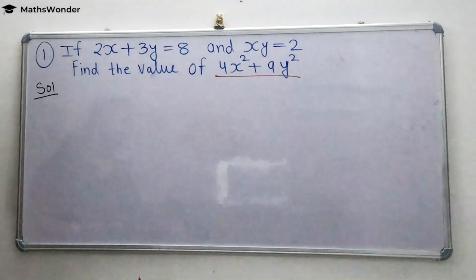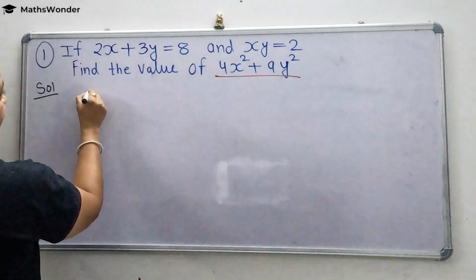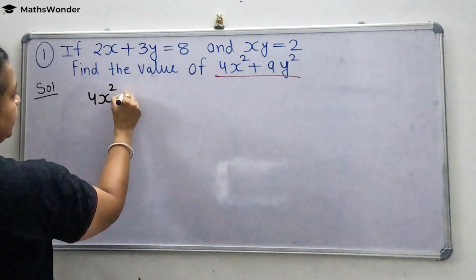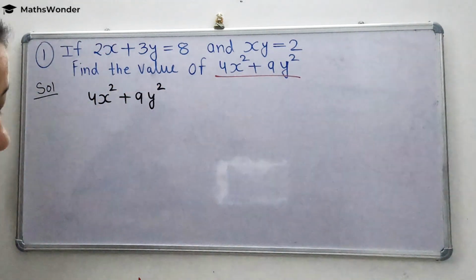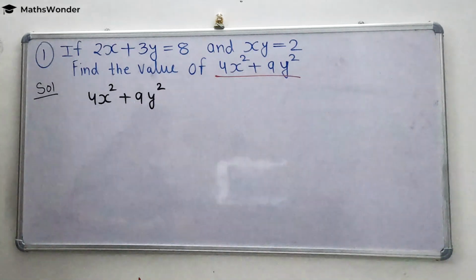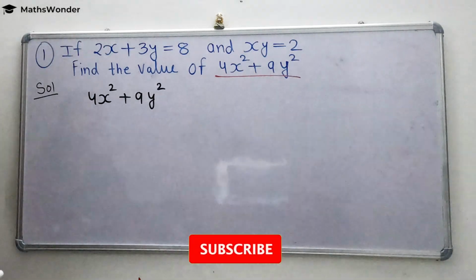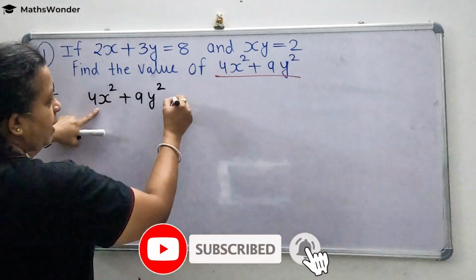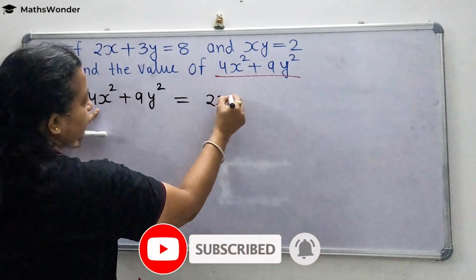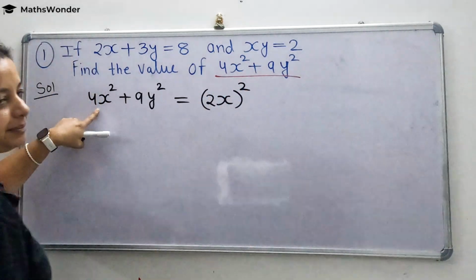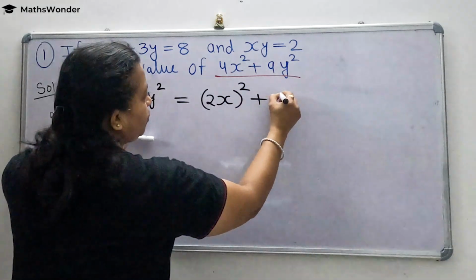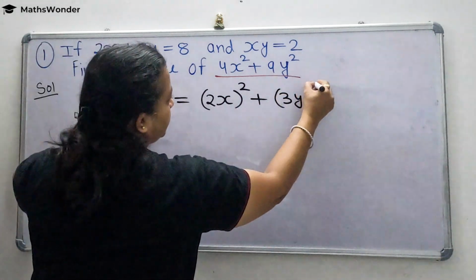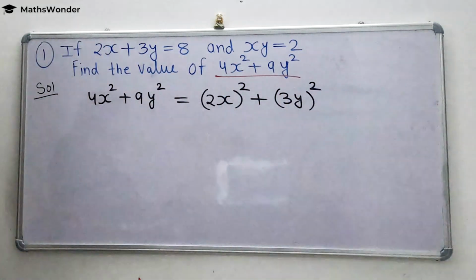So what we need to find here is 4x square plus 9y square. When you see the question, you will understand 4x square and 9y square are the squares of something, perfect squares. 4x square is the square of which number? 2x whole square. Yes? And 9y square, you can write it as 3y whole square. Isn't it? Any confusion?